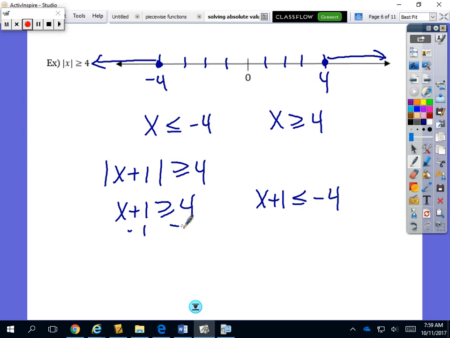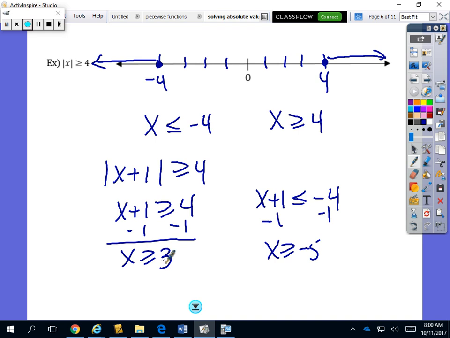So you have negative 1. x is greater than or equal to 3. Subtract 1. x is greater than or equal to negative 5. Check. If I put 3 in for x, 3 plus 1 is 4. Yes. Negative 5 plus 1 is negative 4. Yes. And you might want to pick one number even further, like put 4 in.